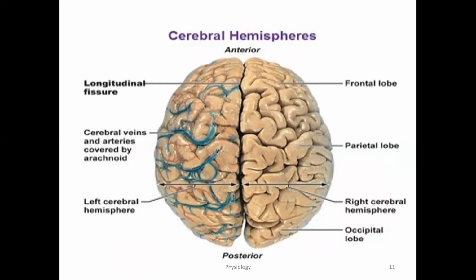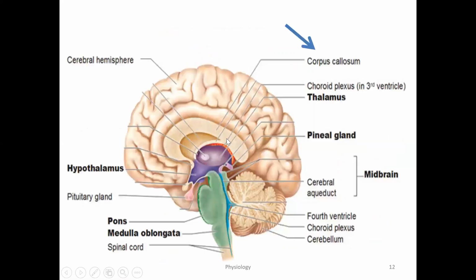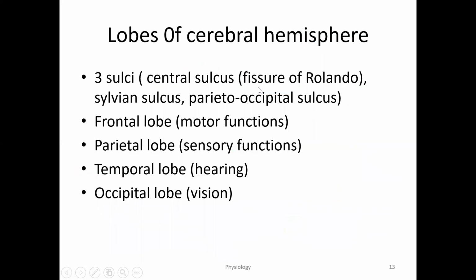These two cerebral hemispheres are separated superiorly by the longitudinal fissure and inferiorly by the corpus callosum. Okay, so this is about the cerebral hemisphere. Now let us see what are the different lobes present in each cerebral hemisphere. They are nothing but the frontal lobe, parietal lobe, temporal lobe, and occipital lobe. As we have already seen in the sensory system, the parietal lobe, area number 3, 1, 2, is the main sensory area present in the parietal lobe, while the frontal lobe mainly deals with the motor functions.